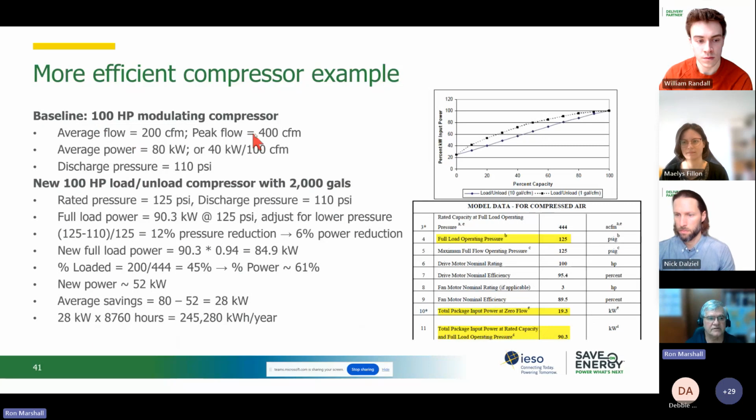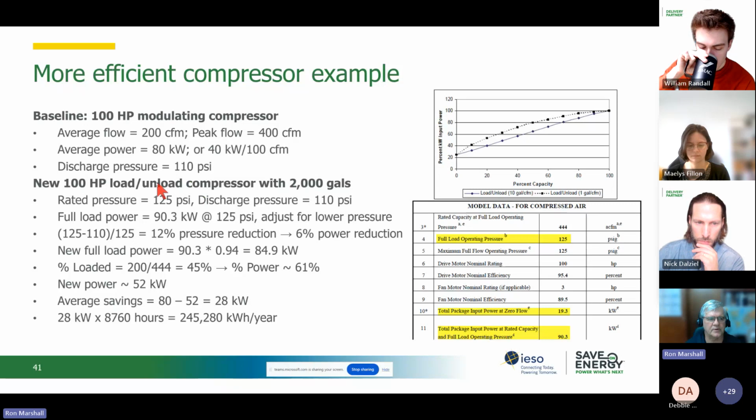We've got these average flows, average power, right? The system's running at 40 kilowatts per 100 CFM, discharge pressure 110, right? We might want to improve the system by going from modulation to a load unload compressor, a brand new, more efficient compressor with 2,000 gallons of storage. Rated pressure remains the same, I believe. Oh, no, sorry, rated pressure, that's the new compressor coming in, but we'll be running at 110 PSI.